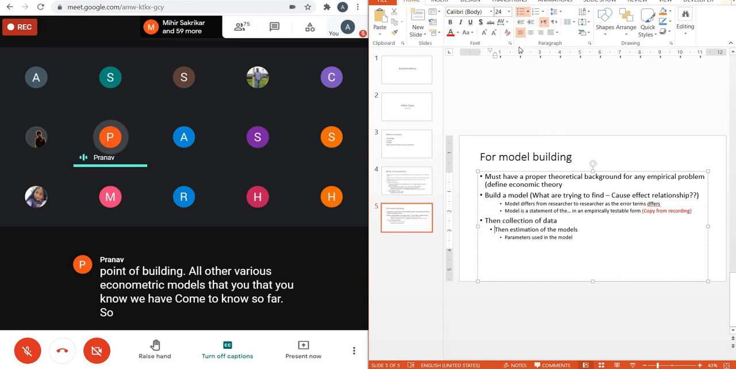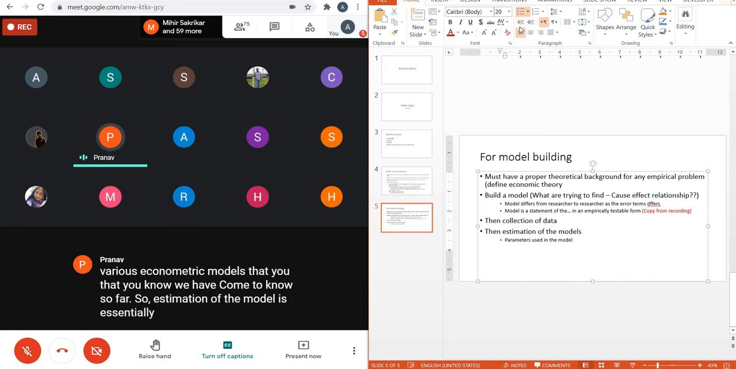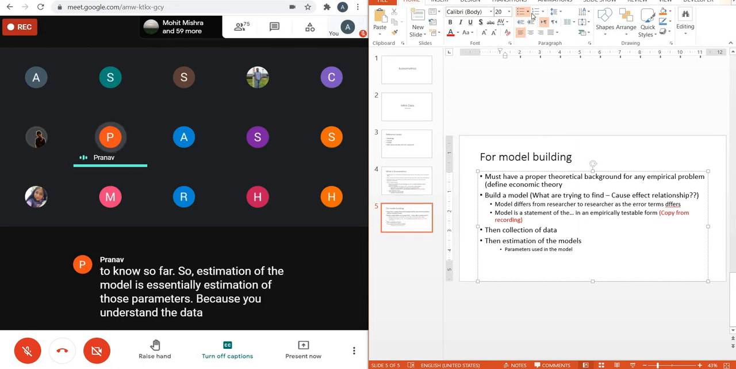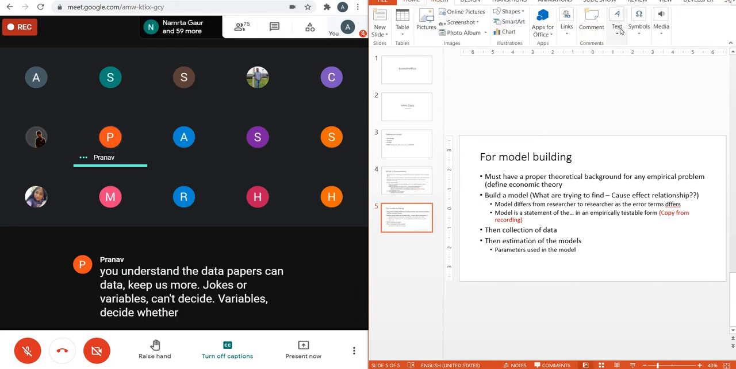So estimation of the model is essentially estimation of those parameters, because you understand that data आपके पास क्या है? Data आपके पास वो है जो आपके variables हैं, और वो variables कौन decide करता है? Variables decide करता है researcher.